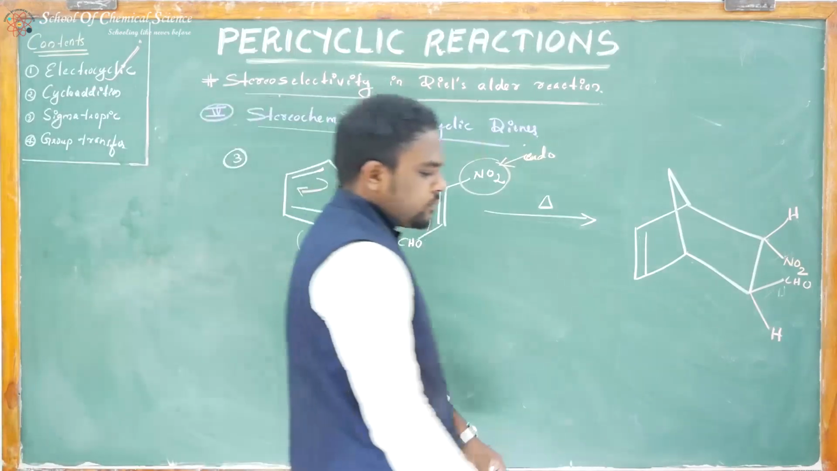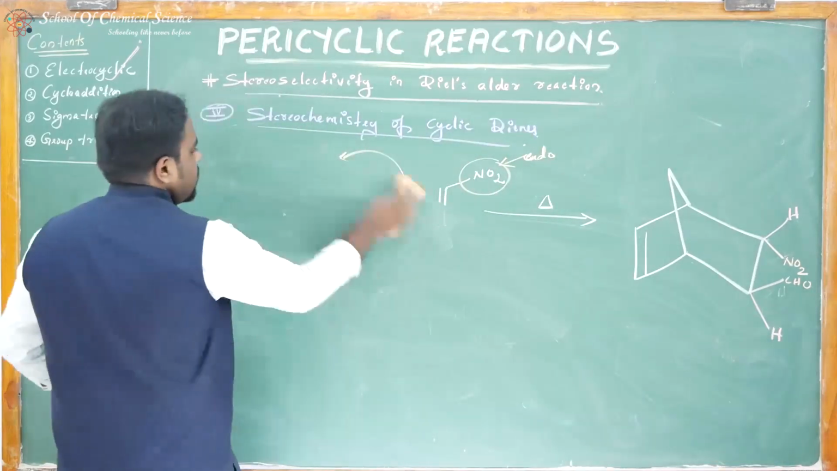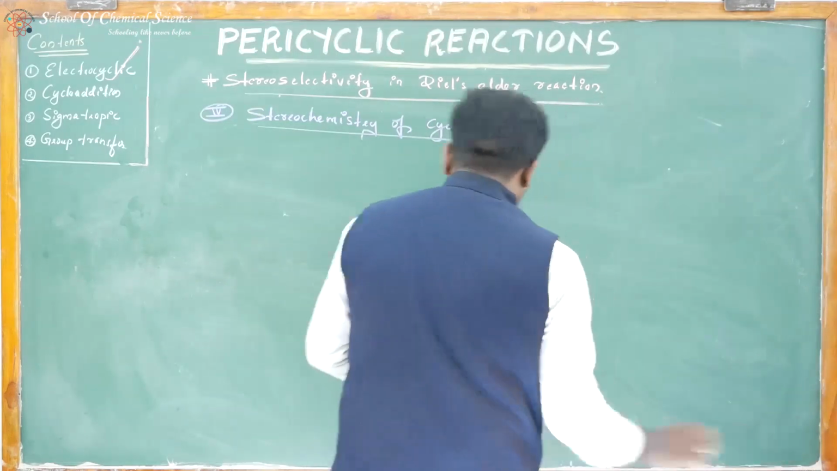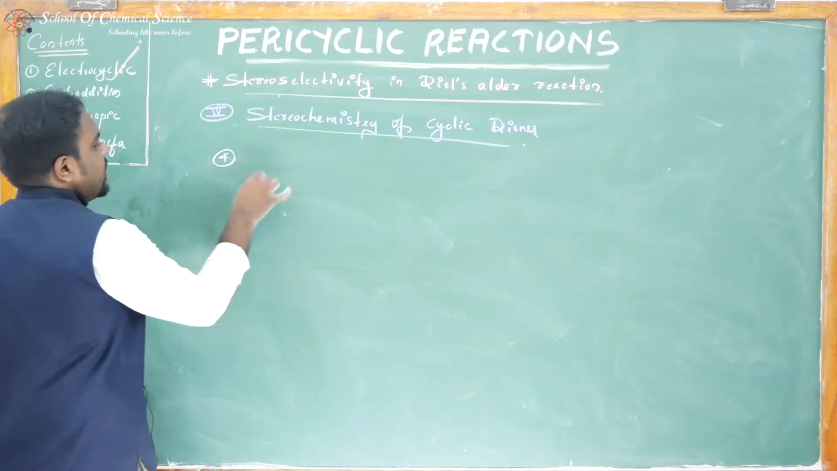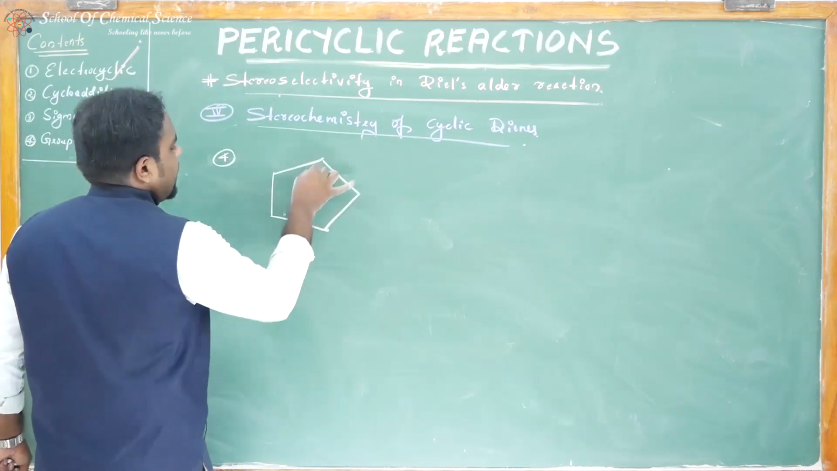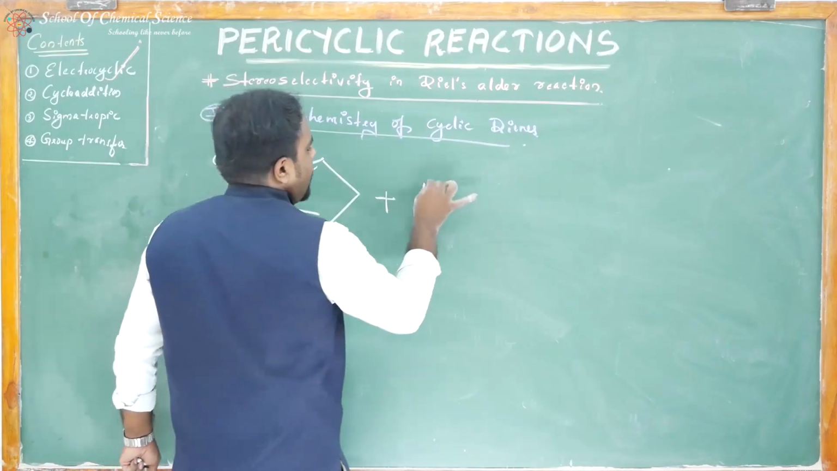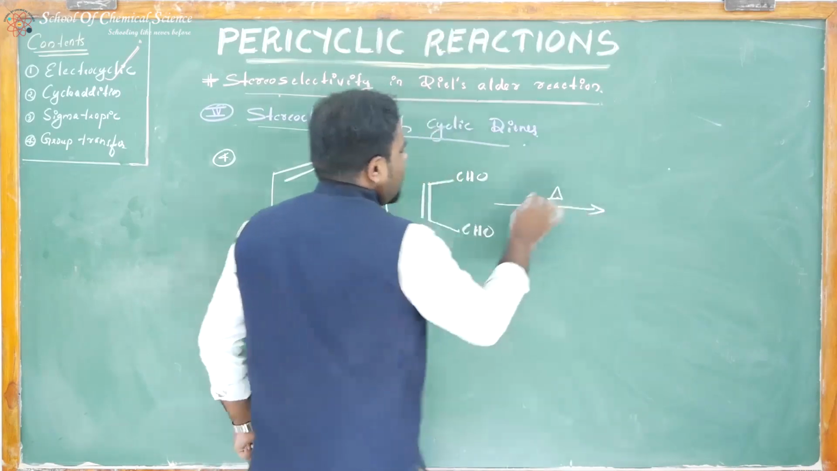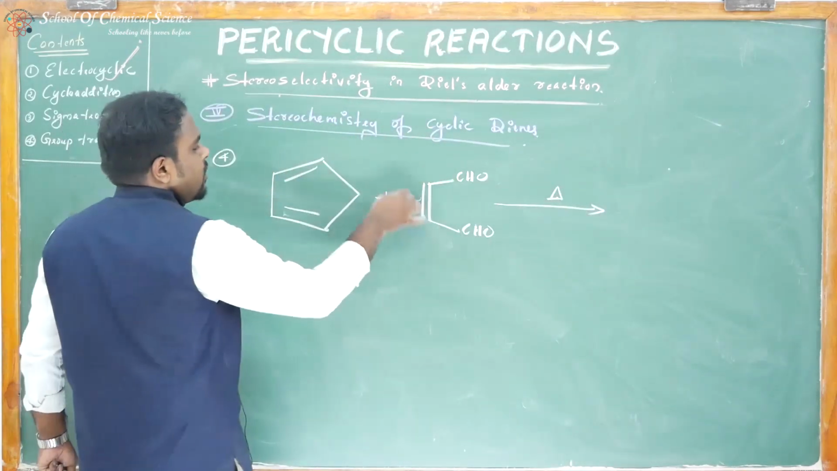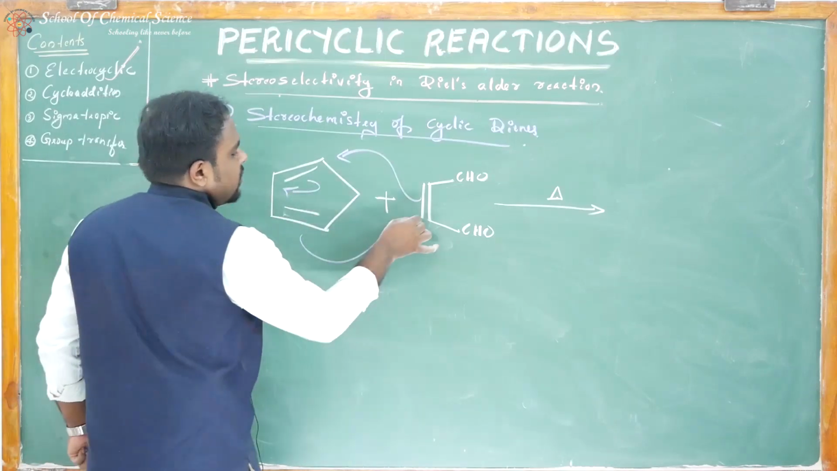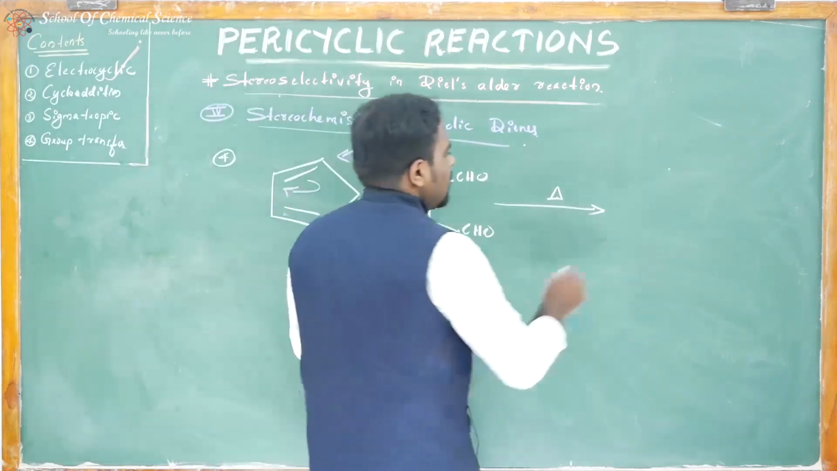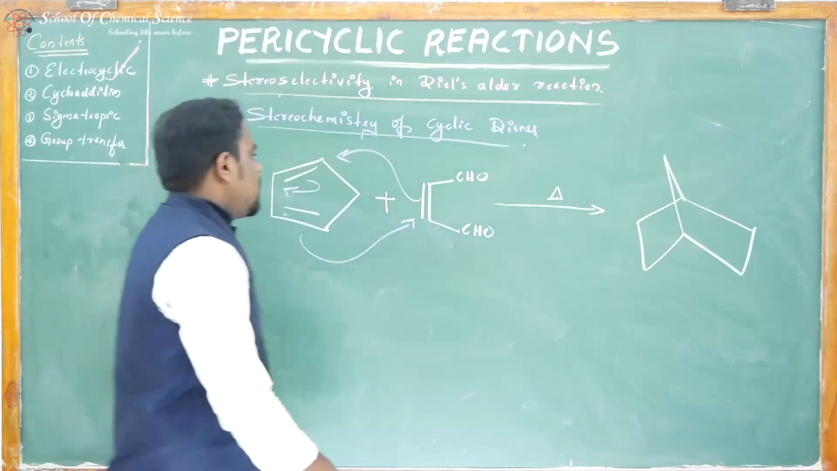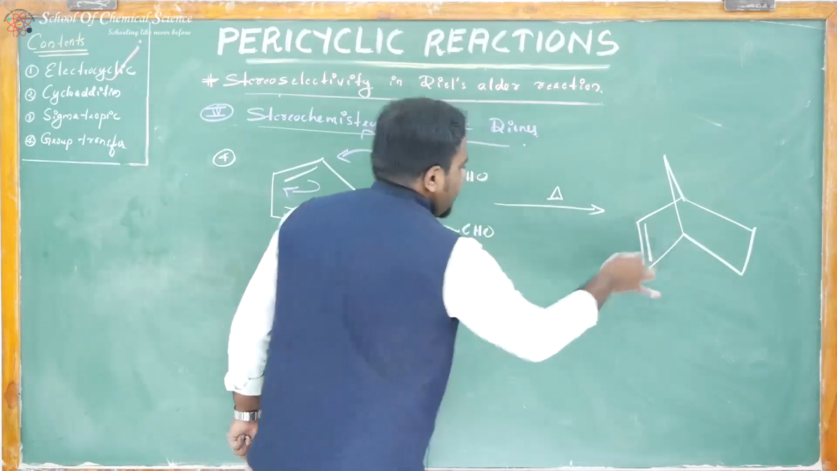Question number 4. A cyclic diene plus a dienophile, CHO, under thermal condition. What will be the product? The product will be a 6-membered ring with a bridged carbon. Between these two carbon atoms a pi bond is there.